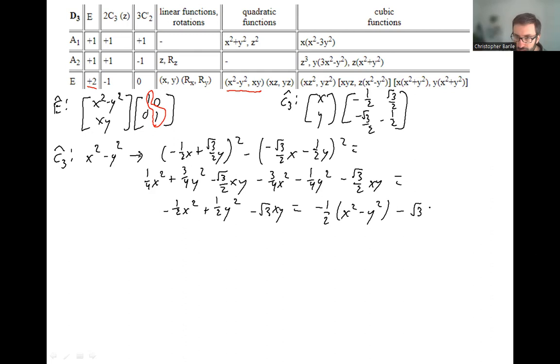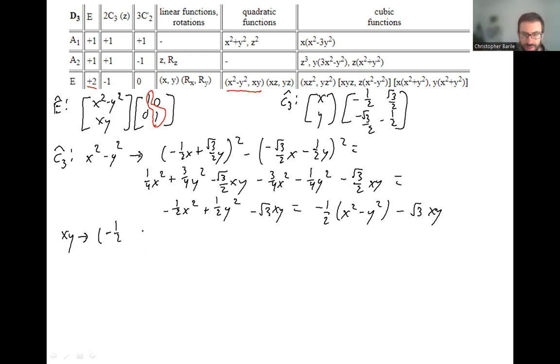Minus root 3 xy. And so now we have come up with how x squared minus y squared transforms with the C3 operation as a linear combination of x squared minus y squared and xy. And that's showing us, therefore, that we kind of prove that these two transform together. Let's do the back half of this. Let's now look at how xy transforms.